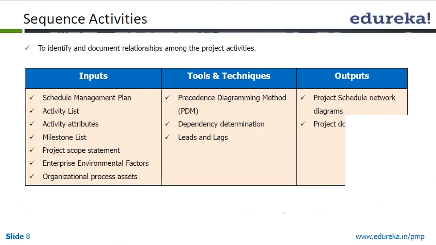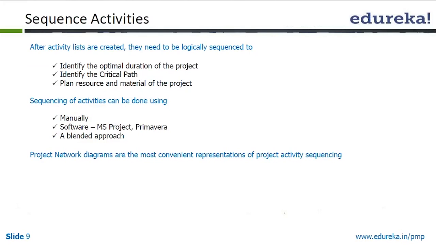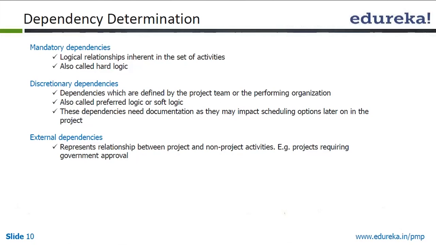Once we sequence the activities, after the activity list is created, they need to be logically sequenced to identify the optimal duration of the project, identify the critical path and plan resources and material of the project. Sequencing of activities can be done manually, using software, or with a blended approach. And we talked about multiple types of dependencies: mandatory dependency, discretionary dependency and external dependency.